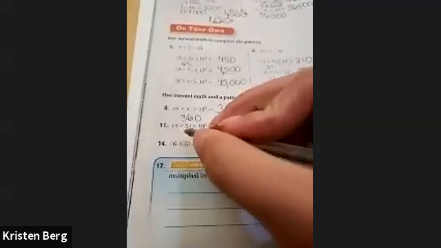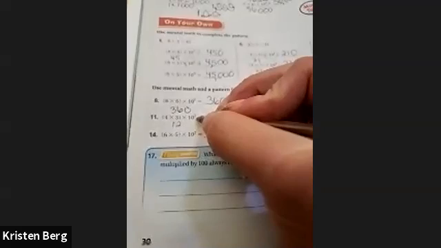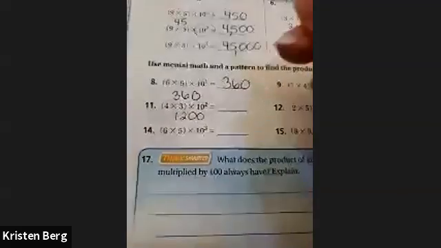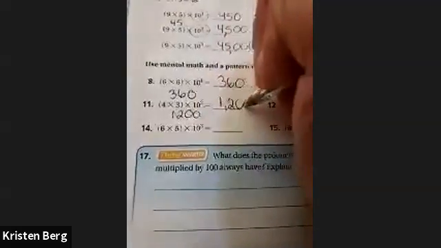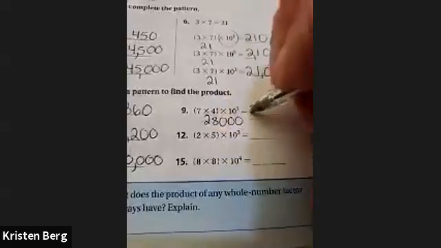This one is, well, it doesn't matter which way we go. I'll just go down. 4 times 3 is 12. And this is telling me to add 2 zeros. So I'm going to add 2 zeros. So your answer should be 1,200. Next one, this is saying 30. But then you're going to have 3 more zeros. So your answer should be 30,000. Next, this is 28. And then add 3 more zeros. That would be 28,000.